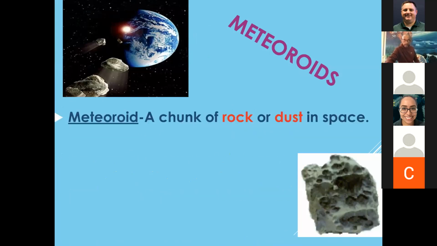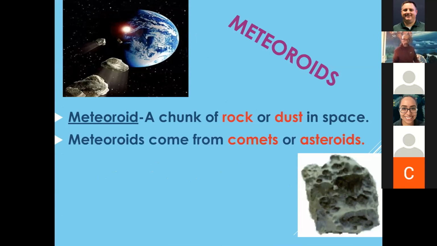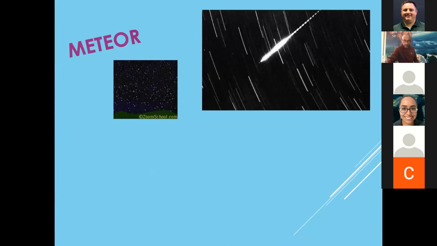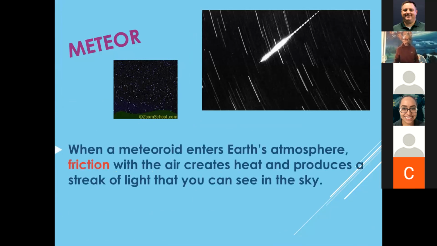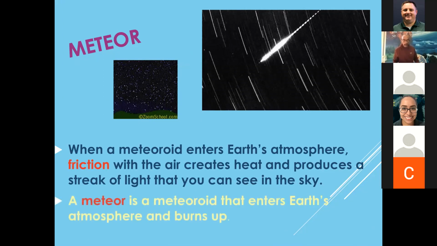Meteoroids. A meteoroid is a chunk of rock or dust in space. Meteoroids come from comets or asteroids. When a meteoroid enters the Earth's atmosphere, friction with the air creates heat and produces a streak of light that you can see in the sky. A meteor is a meteoroid that enters the Earth's atmosphere and burns up.